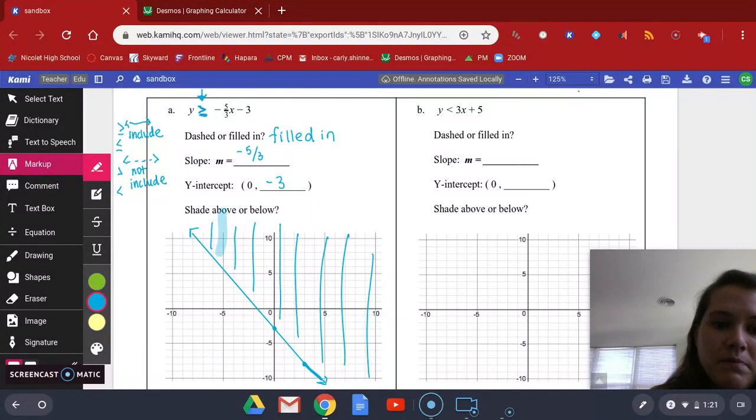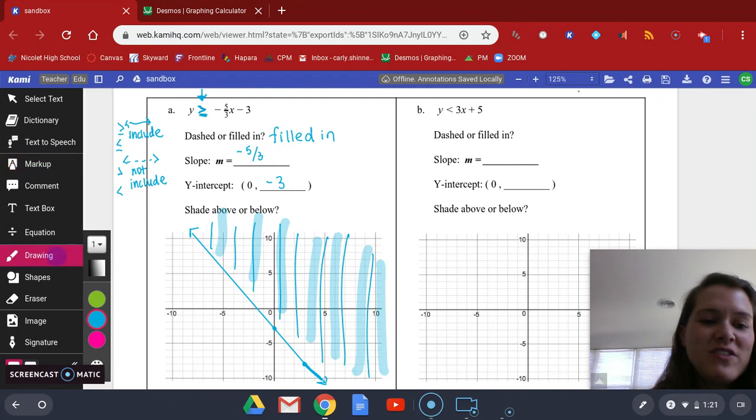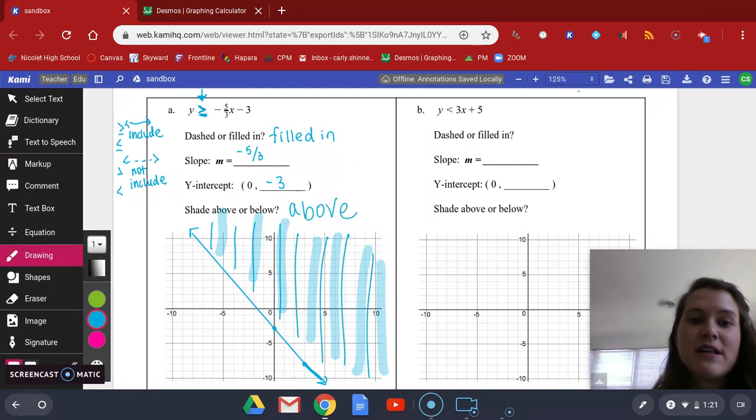And this is when you get creative, shade away. We could shade the whole thing, but I'm kind of lazy, I guess. So I'm going to shade above, because it is greater than. And that's all I've got to do there, folks.